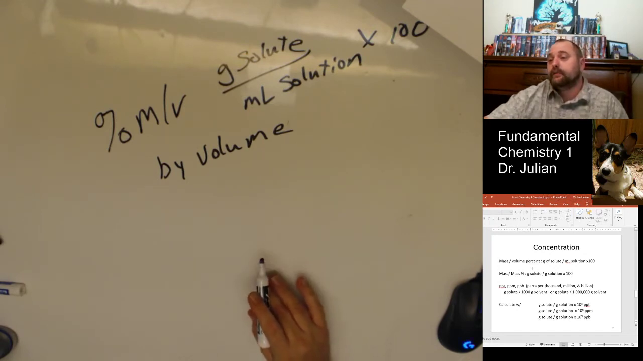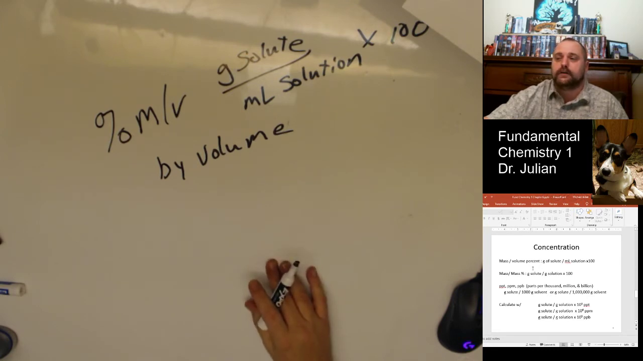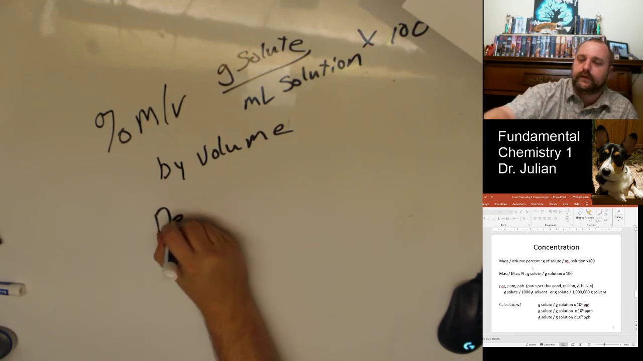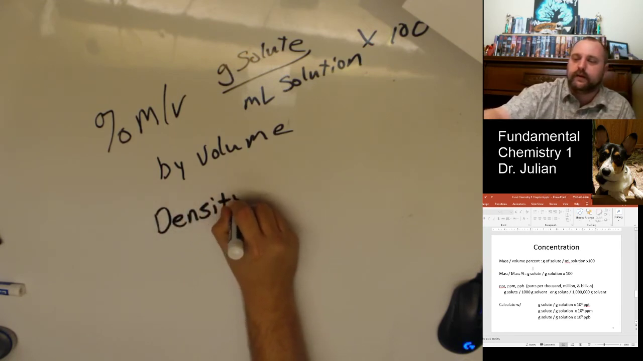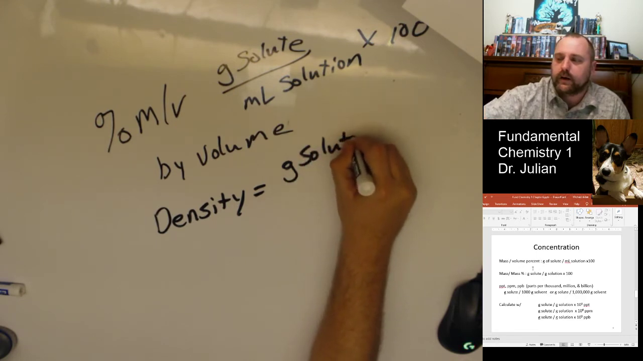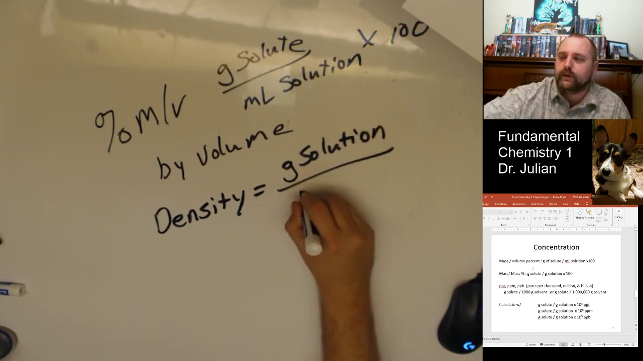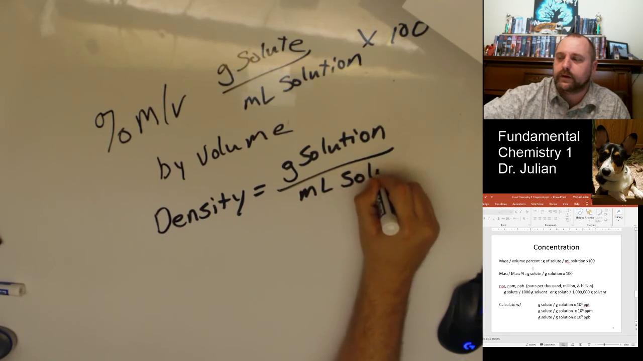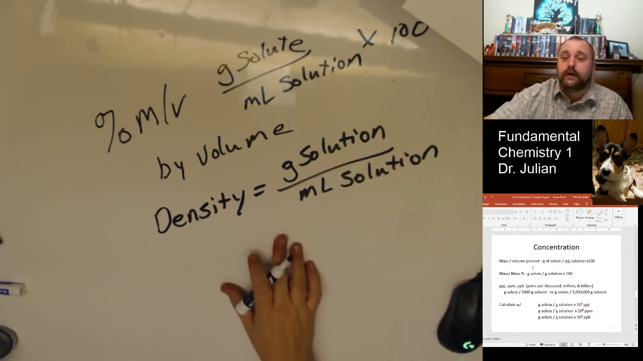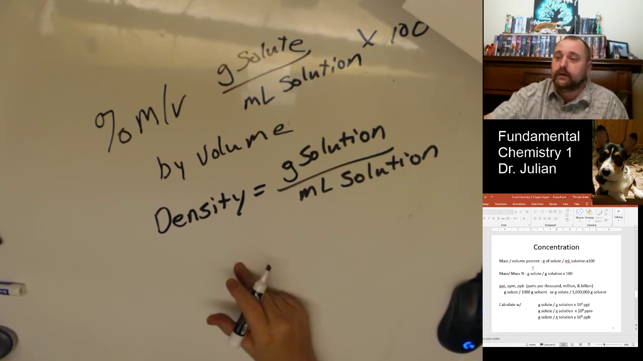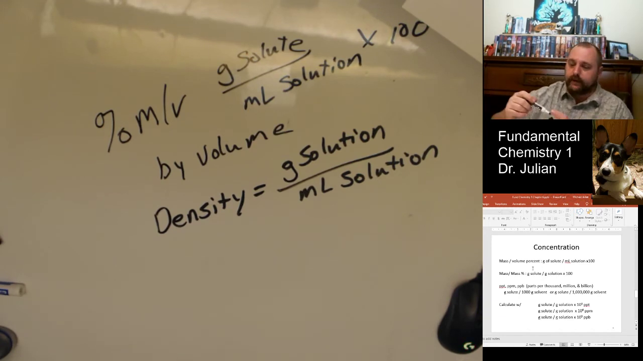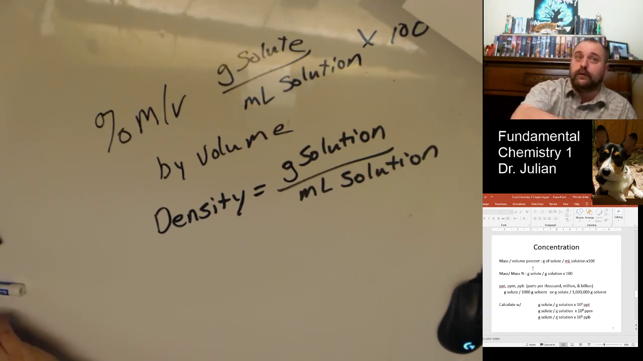This grams over milliliters is used a lot, so you have to be careful. Don't get it confused with, for instance, density. The density would be the grams of solution over milliliters of solution, and there'd be no times 100 because it's not percent. So be careful, they're not the same. So it's grams of solute over milliliters of total solution. Most everything has the total solution on the bottom.